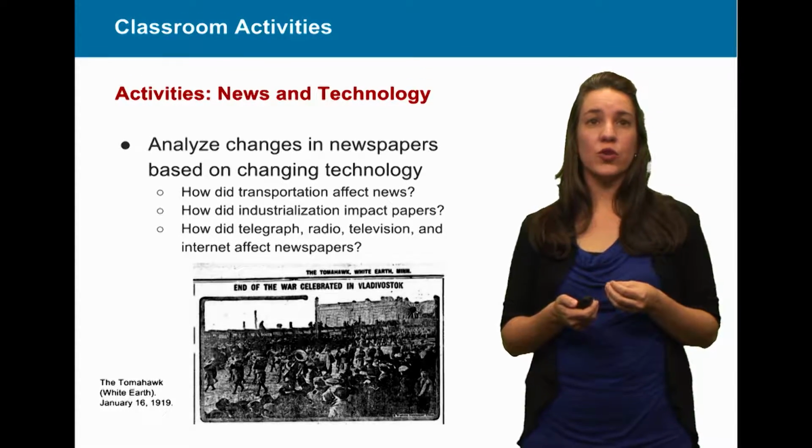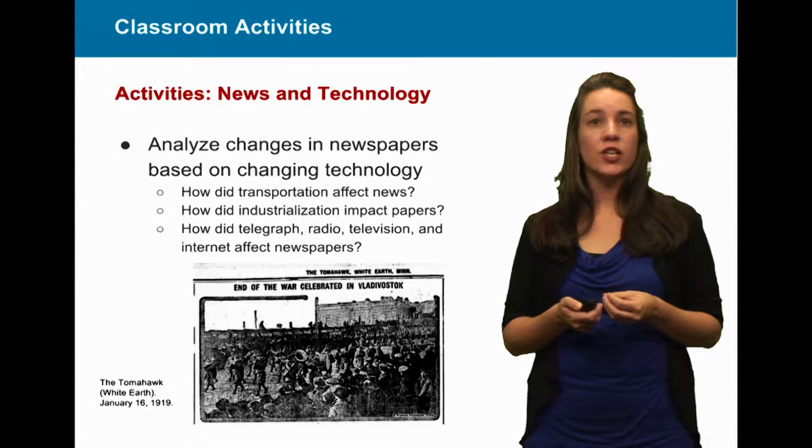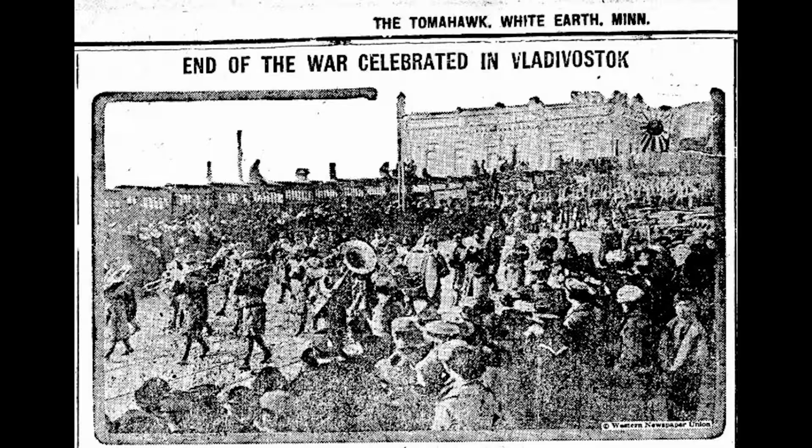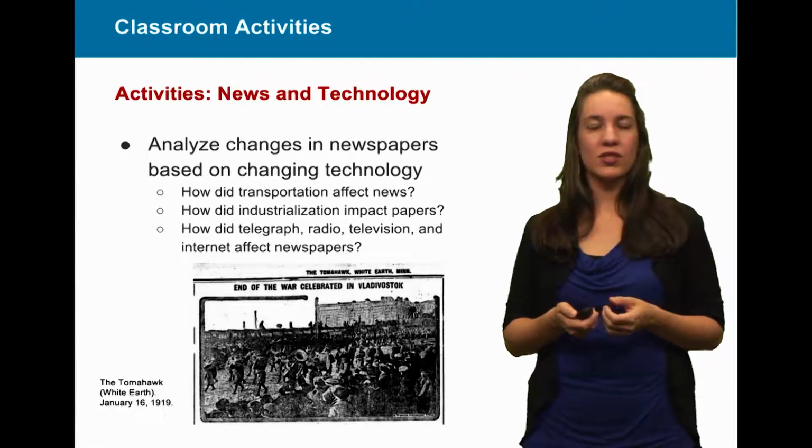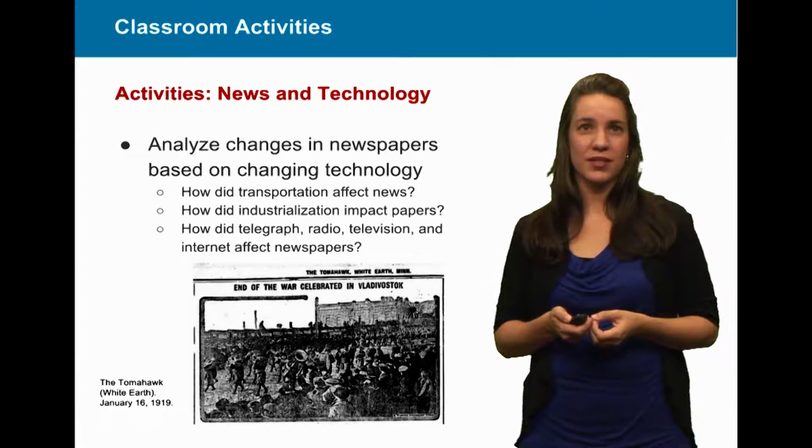This is an image from a newspaper from White Earth, Minnesota in January 1919, just a few months after the end of World War I. This is an image of an end-of-war celebration in a city in Russia near the Chinese and North Korean border. How did they get this photograph in 1919? Certainly didn't have the internet. It's a really interesting discussion for students to learn about technology of the past.